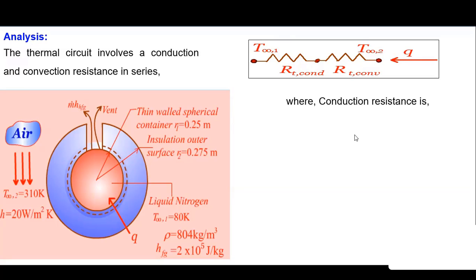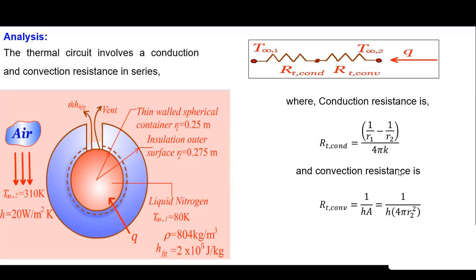So with this data, the conduction resistance for a spherical wall, we know, is (1 upon R1 minus 1 upon R2) divided by 4 pi K. And the convection resistance can be calculated by 1 upon hA as usual, where A is 4 pi R2 squared.